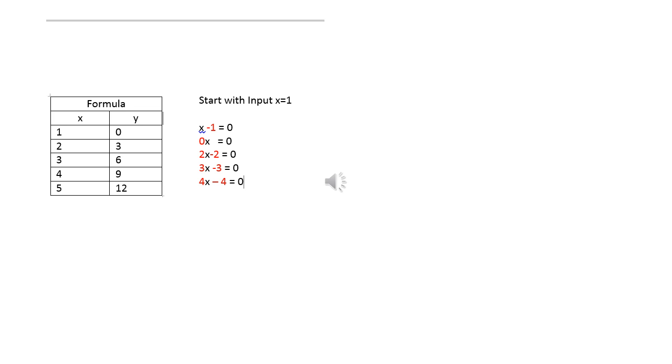There are also other options. For example, 2 times x minus 2 gives us 0. 3 times x minus 3 gives us 0. 4 times x minus 4 gives us 0. And we can keep going. So 1,000 times x minus 1,000 also gives us 0. But let's leave it there, and we'll start checking with a different input.